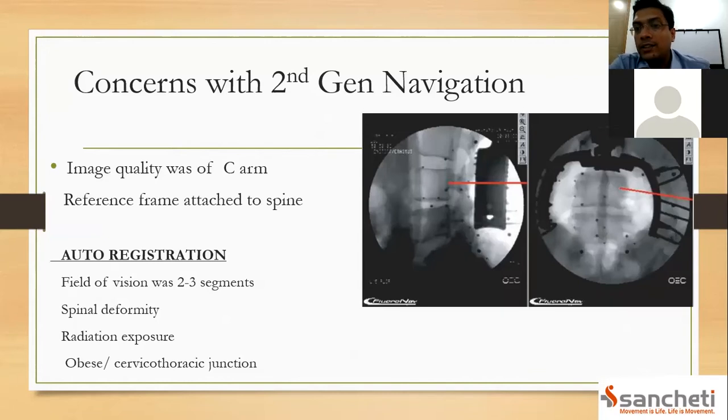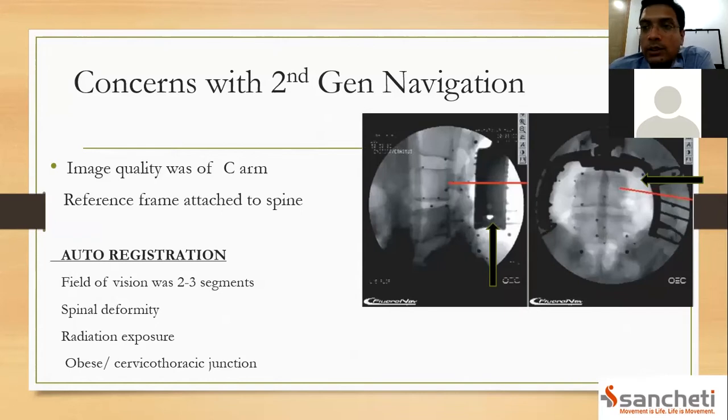You wouldn't get axial views. Second, the field of view was quite small. So you could probably see an instrument under navigation, say a segment or maximum two segments. So between L2, 3, so 4 screws, or maybe between L2, 3 and L3, 4, so maybe about 6 screws. So the field of view was very limited to 2 to 3 segments. The reference frame was in the middle of the image that you had to maneuver and use it.